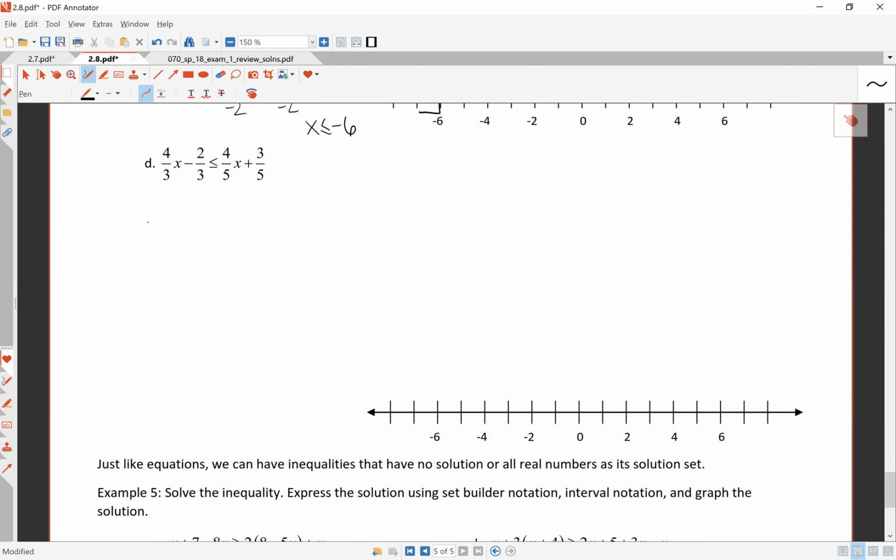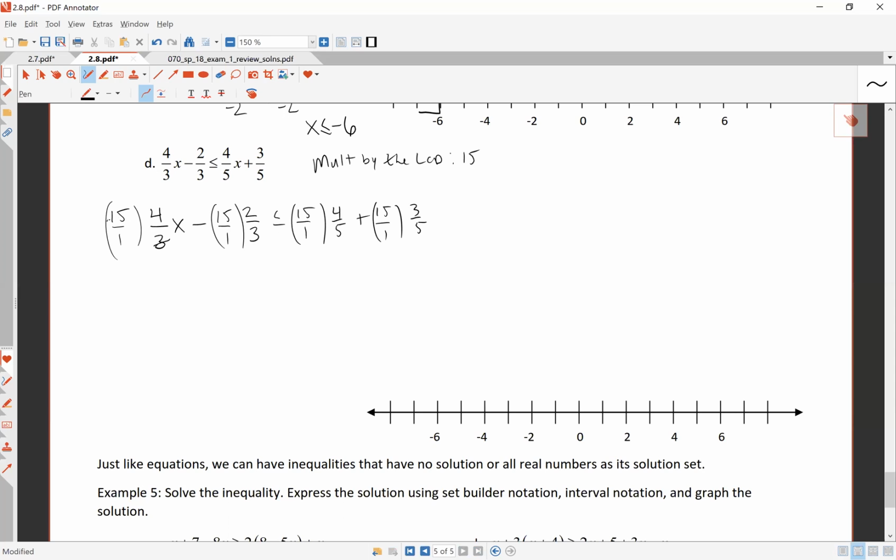And letter D. With the fractions, we want to multiply everything by the reciprocal. In this case, we would like to do it by the LCD. In this case, it's 15. So we'll take 15 times 4/3, 15 times 2/3, 15 times 4/5, and 15 times 3/5. That way we can cancel all of our fractions.